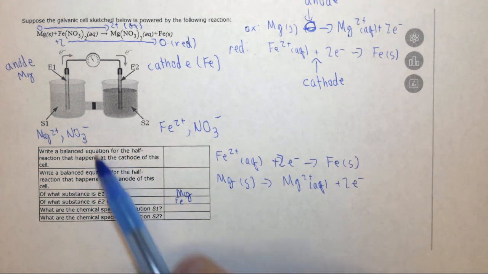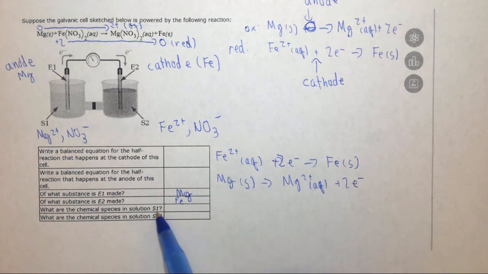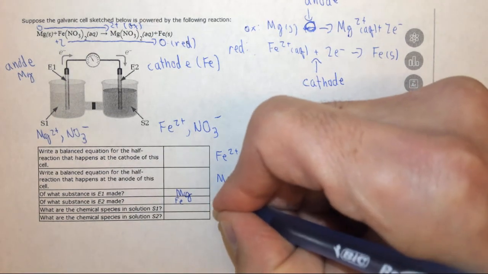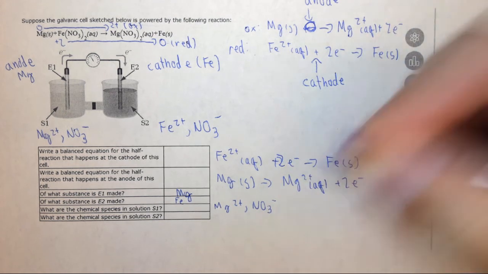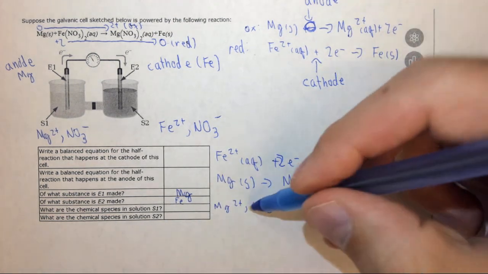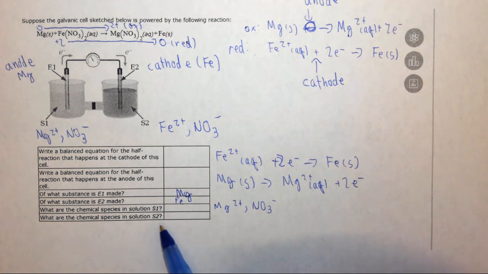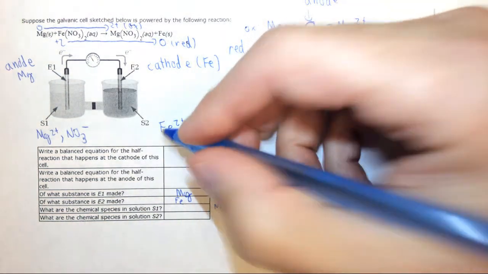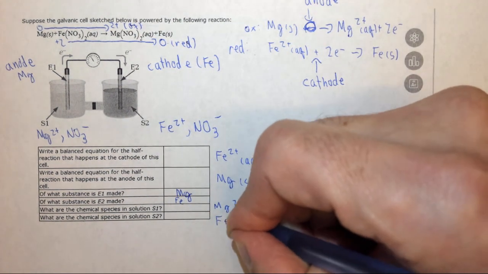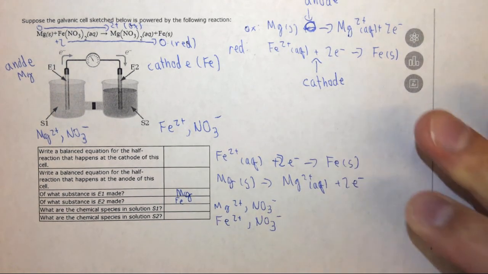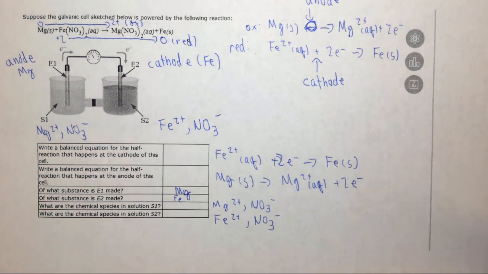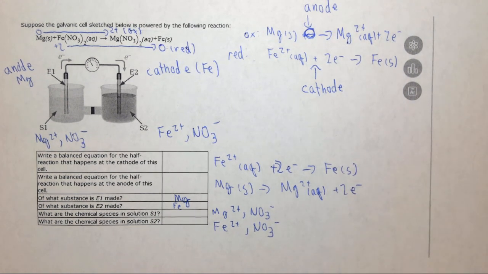What are the chemical species in solution S1? Well, we have magnesium nitrate, which is Mg2 plus aqueous, and NO3 minus aqueous, and it apparently doesn't want the state of matter here. And in S2, we have the iron 2 plus, which is gaining those electrons, and the NO3 minus in solution. And again, we don't need the state of matter. So this is essentially how a galvanic cell works.